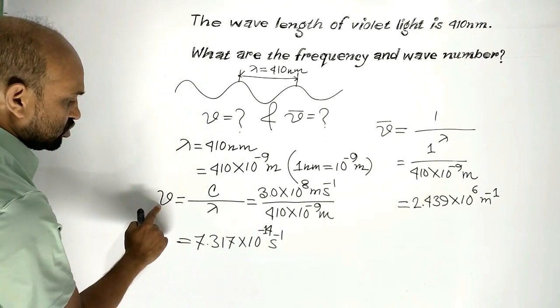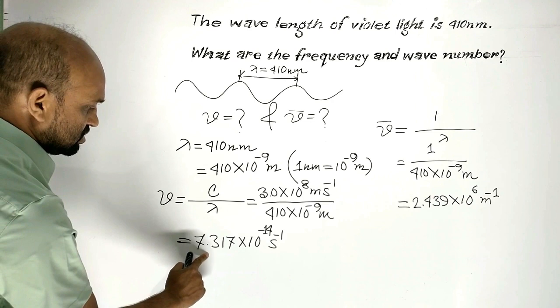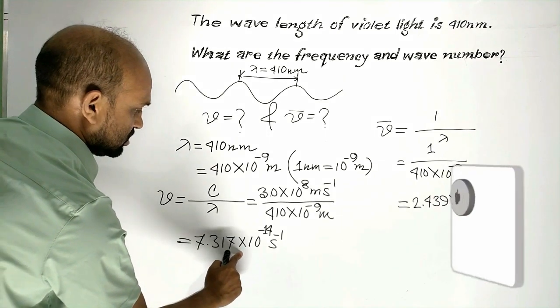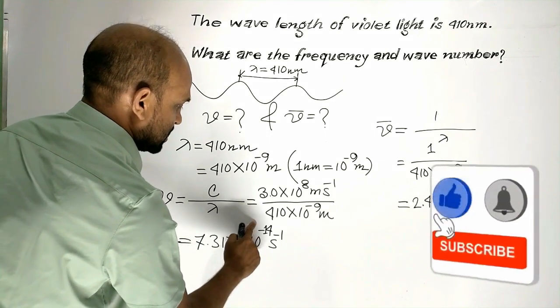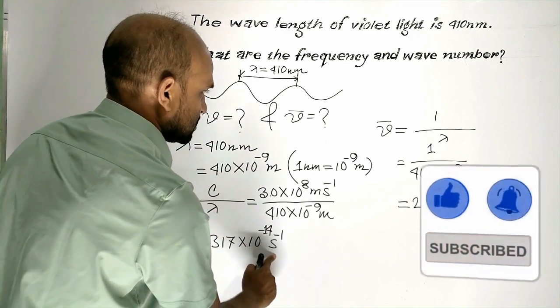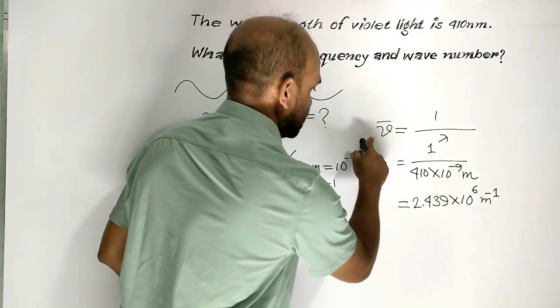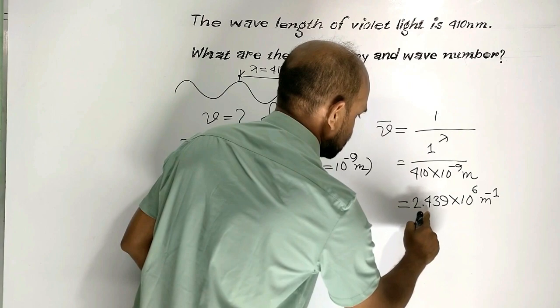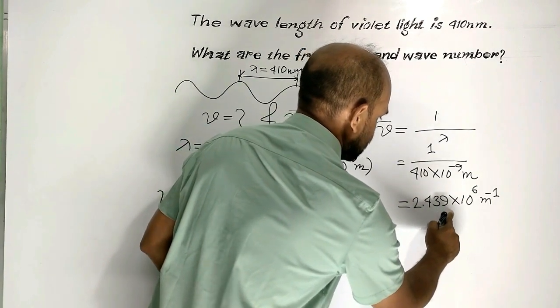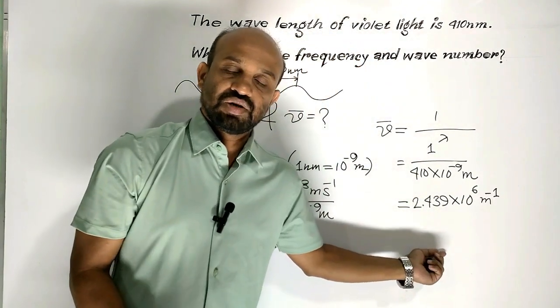Here frequency is 7.317 times 10 to the power minus 14 per second, and wave number is 2.439 times 10 to the power 6 per meter.